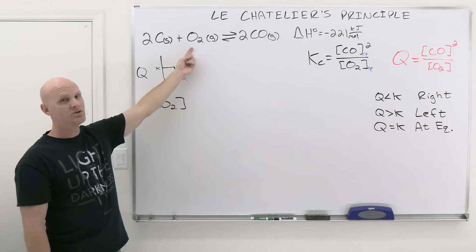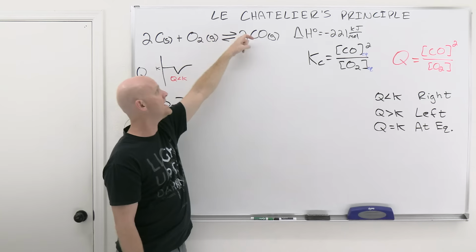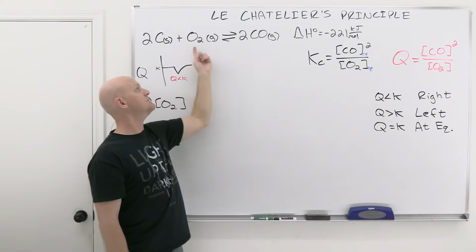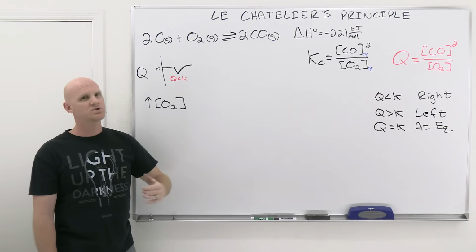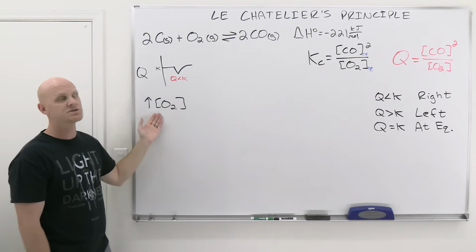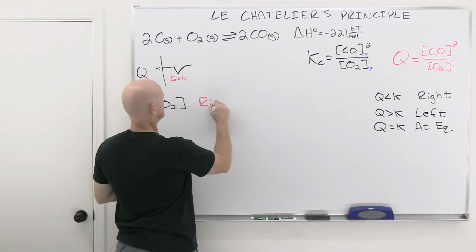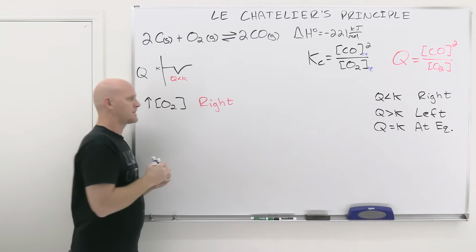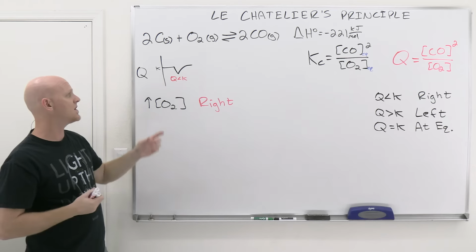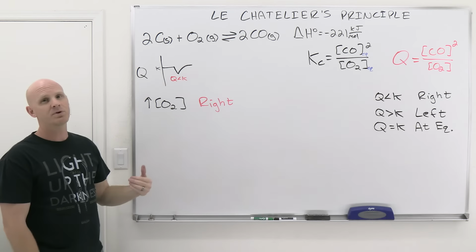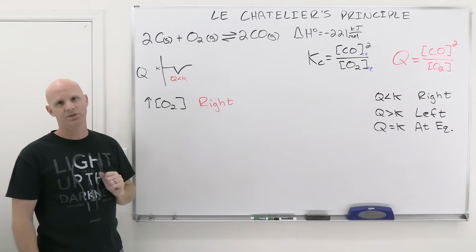Well, the stress is that we have too much O2. If I shift right, it uses up the O2. If I shift left, it makes even more O2. Well, which one's counteracting the fact that we have too much? Shifting to the right. Cool, and shifting to the right is going to cause your Q value to go up, as you convert reactants into products, till it's back to being equal to K.